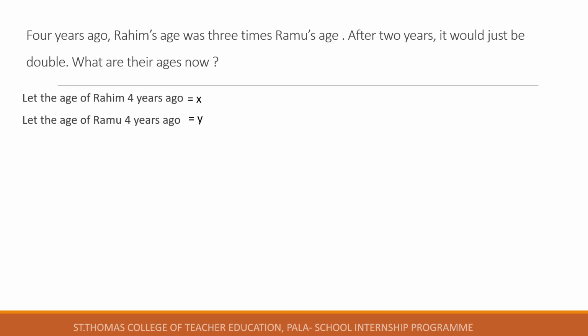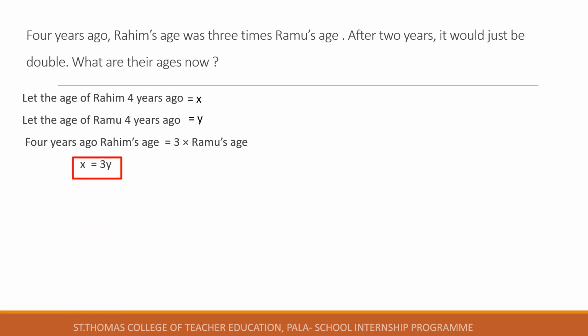Then what does the first sentence say? Rahim's age was 3 times Ramu's age. That is Rahim's age equal to, complete the sentence. Good. 3 into Ramu's age, isn't it? So, we know 4 years ago Rahim's age is x and Ramu's age is y. Can you relate it and now tell me? Yes, we get x equal to 3y. And keep this equation in your mind.